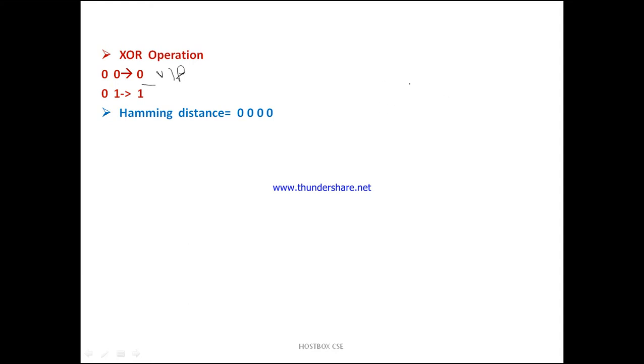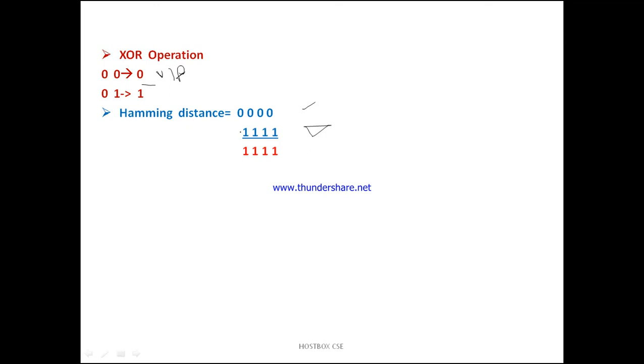Hamming distance you can calculate with two examples, and you will get the idea. What is Hamming distance? Hamming distance is used to find the mismatches that occurred in two strings. The condition is that the two strings should be of equal length. If you want to find the mismatches, we can go for the Hamming distance, and the bits should be in the same position.